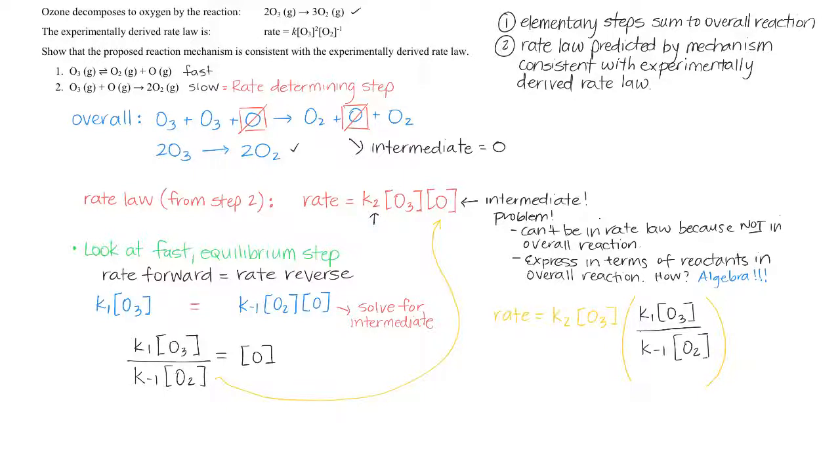I can combine like terms, and I can also combine all the rate constants into one overall rate constant and call it k. So my rate is equal to k times the concentration of O3 squared times the concentration of O2 raised to the minus 1. Notice that this rate law that we have derived from the reaction mechanism is consistent with the rate law that was experimentally derived, and therefore we have satisfied condition number 2. The proposed reaction mechanism is consistent with the experimentally derived rate law.